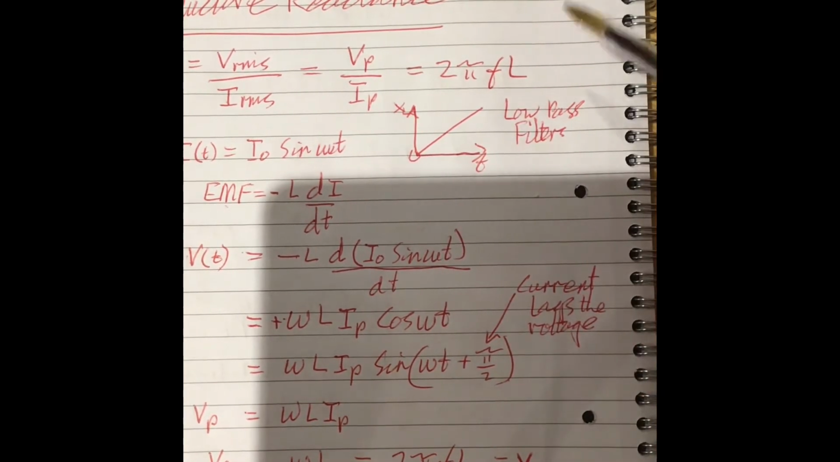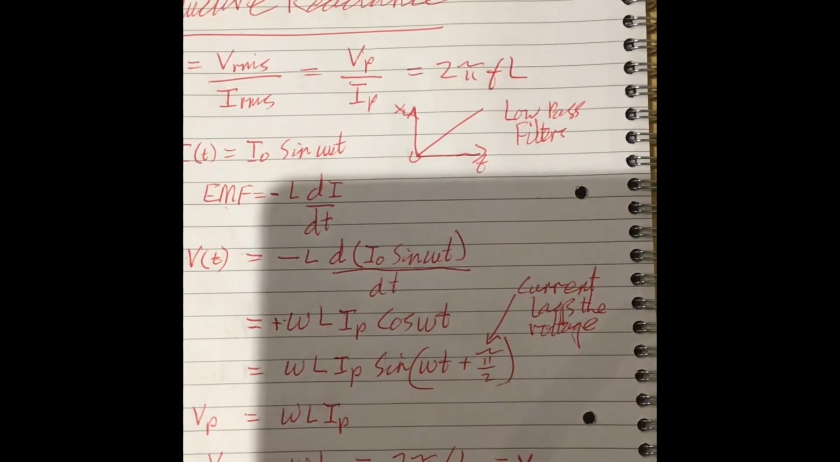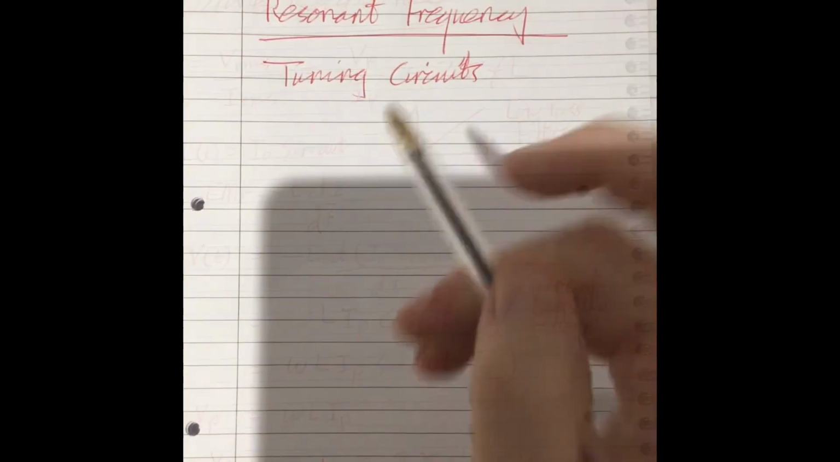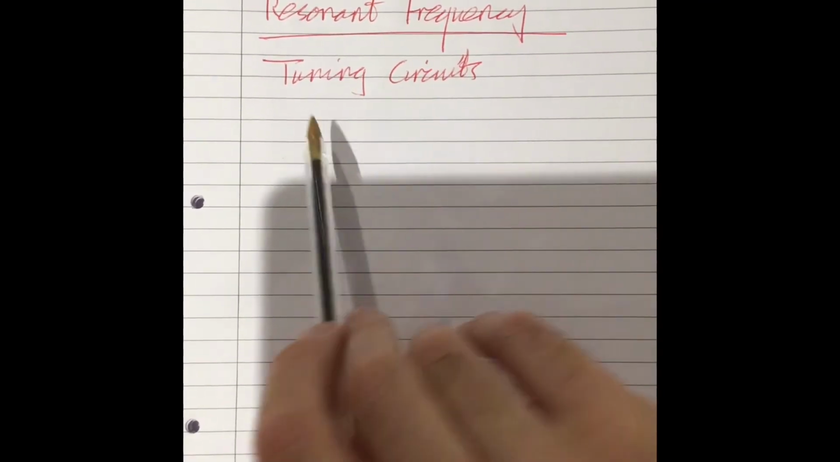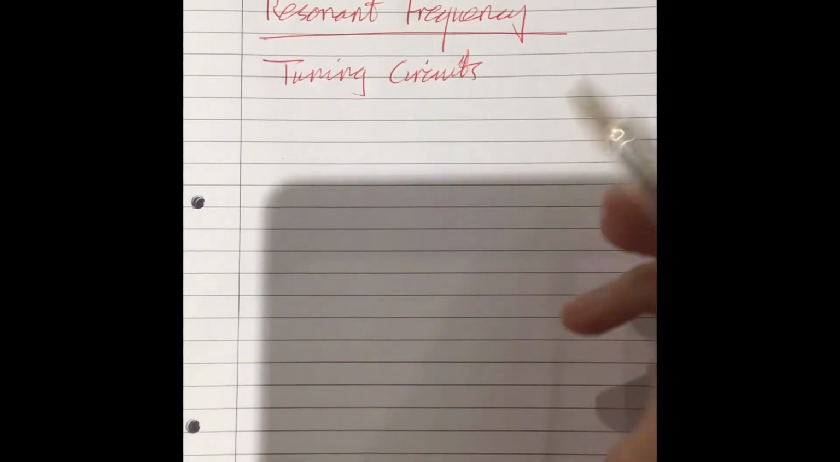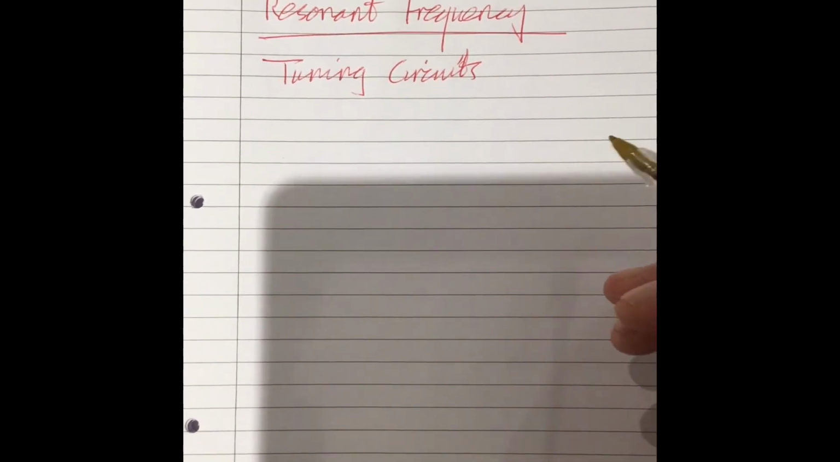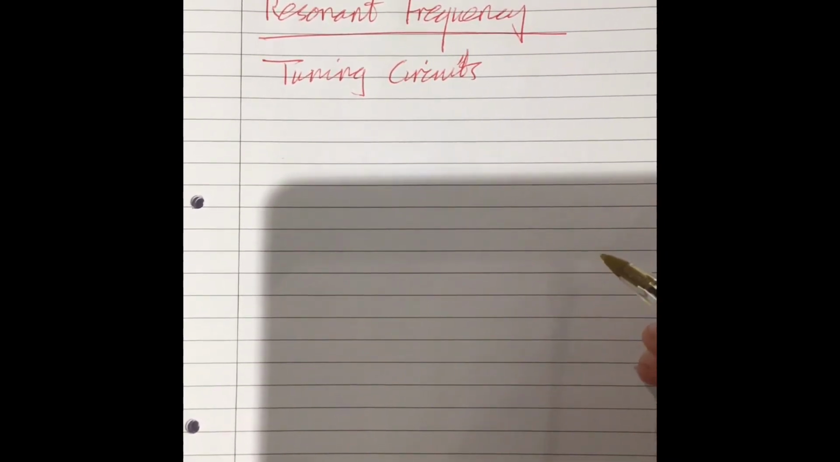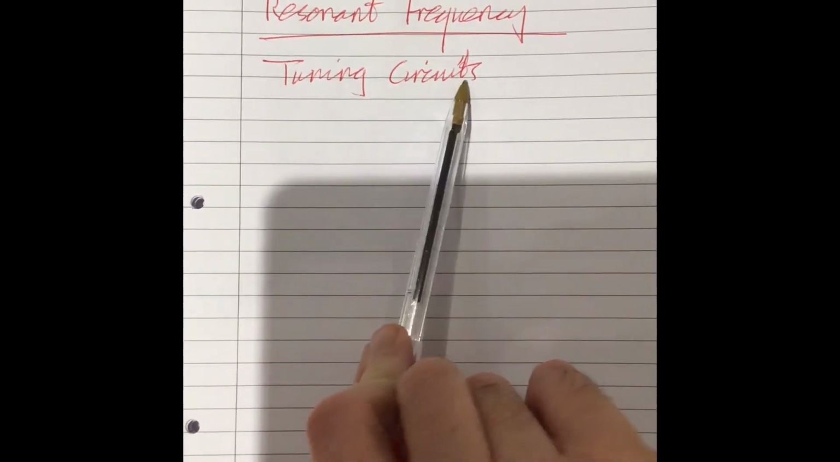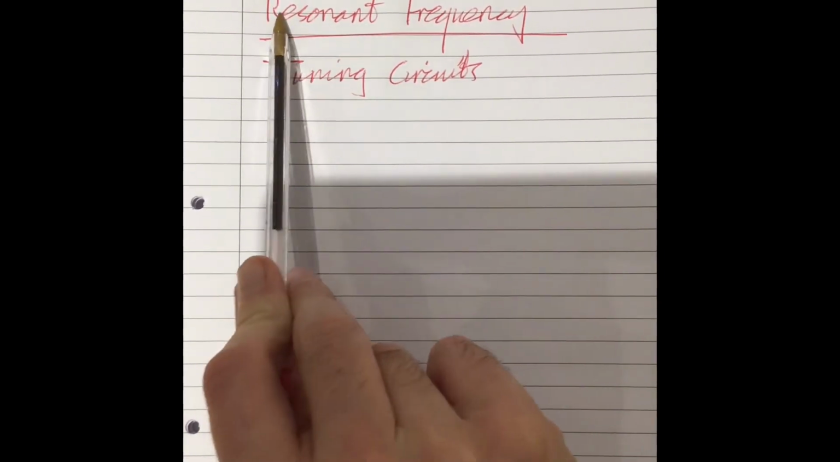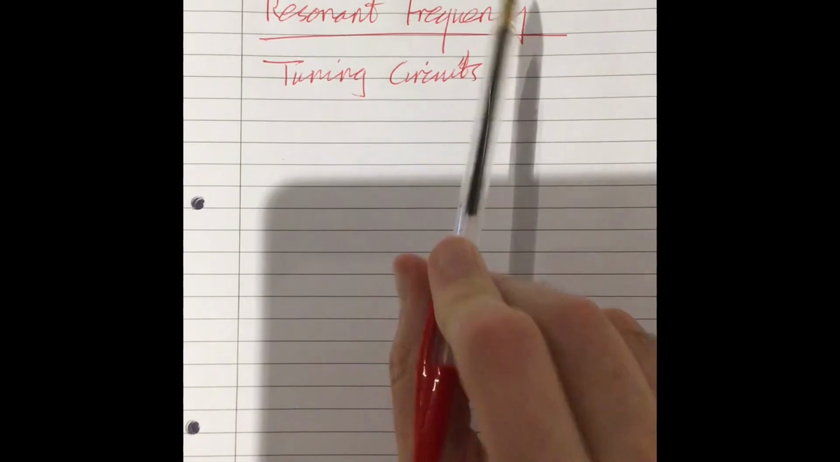In other words, they allow low frequency currents to pass easily, but make it very, very difficult for high frequency currents to pass. And if you've ever wondered how it is that we can tune a radio to a particular radio station, or tune any receiver for that matter to a particular signal frequency, it's by use of tuning circuits. And tuning circuits depend on a concept called the resonant frequency.